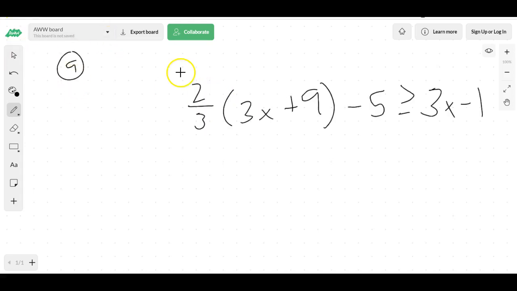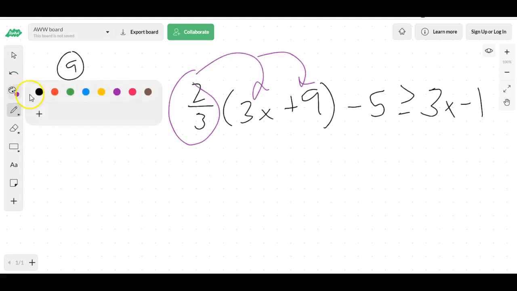So this is a long problem, but it's actually not too bad to solve. Again, whenever we have parentheses, we'd like to distribute. So I'm going to distribute this to both numbers. And if you remember again what fractions do, the top multiplies and the bottom divides. So we do 2 times 3, which would be 6, divided by 3, which would be 2. Then we'd do 2 times 9, which is 18, divided by 3, which is 6.